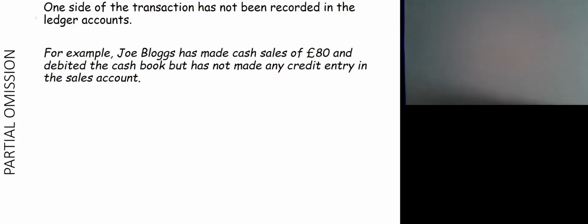Partial omission is pretty much what it sounds like. So it's when one side of the transaction has not been recorded in the accounts. One has been done correctly, one hasn't been recorded at all. So it's partially been missed out, and omission just means missed out. So Joe Bloggs has made cash sales of £80 and debited the cash book, but has not made any credit entry in the sales account.